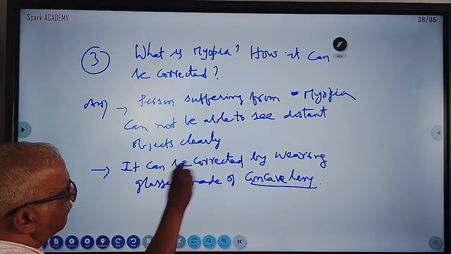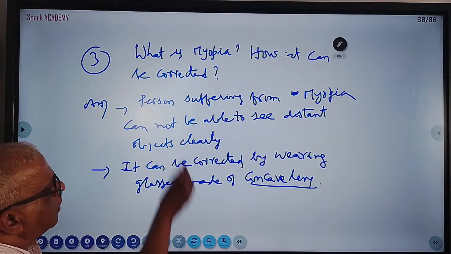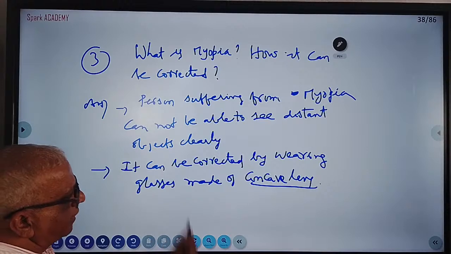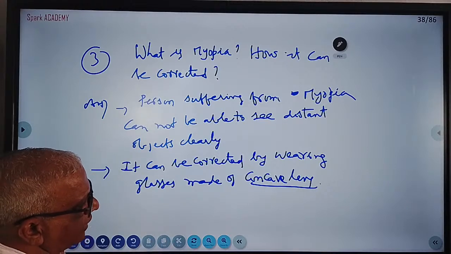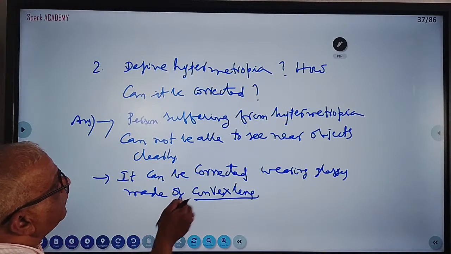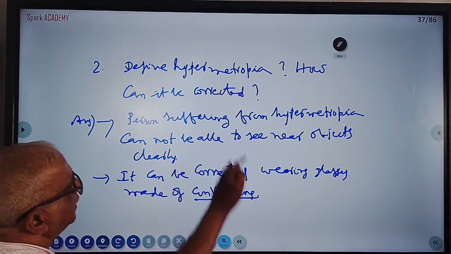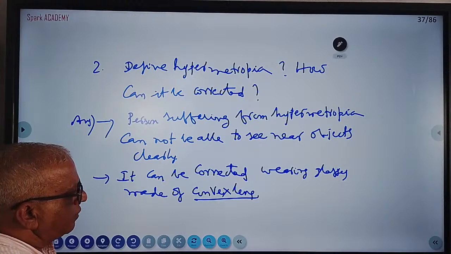Myopia, it will form before the retina. So in myopia, what will happen? For a person suffering from this, the image forms before the retina, so it can be corrected by using a lens made of concave lens. And the earlier question, hypermetropia, it will form beyond the retina, so to correct this, you use a convex lens.